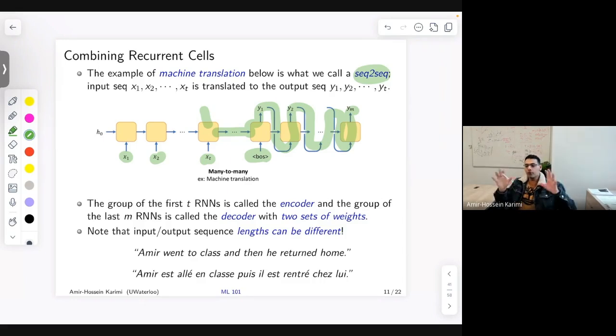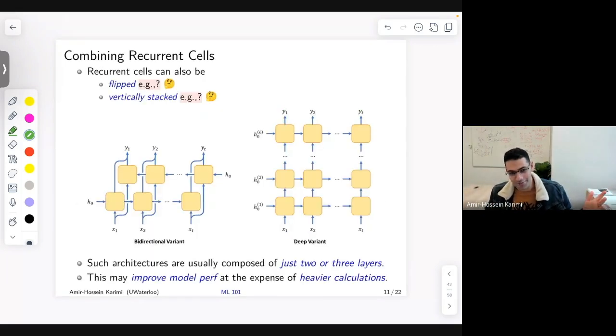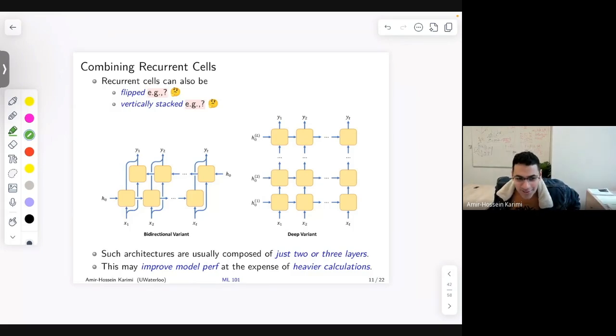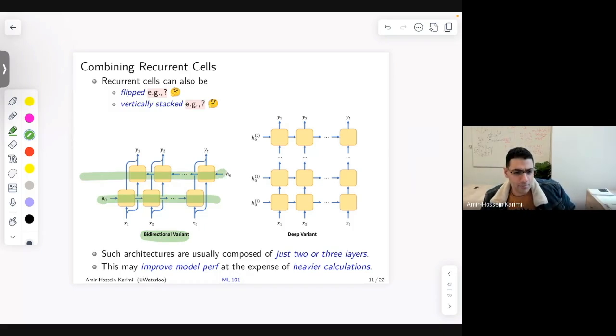Now, so far, the connections that we've seen were all sequential, but there's nothing stopping us from stacking cells on top of one another, right? So I could stack in the variant on the left-hand side called the bidirectional variant. It goes this way and then it goes that way. Or I could just stack a bunch of them in the same direction on top of one another.